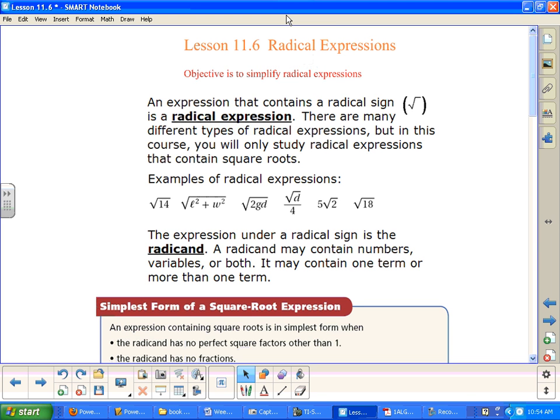Lesson 11.6, radical expressions. So we're going to be simplifying radical expressions today and tomorrow. A radical expression is any expression that has a square root or a radical sign. It looks like a square root sign. Sometimes it could be a cube root if there's a 3 there, or a 4th root, 5th root, and so on.